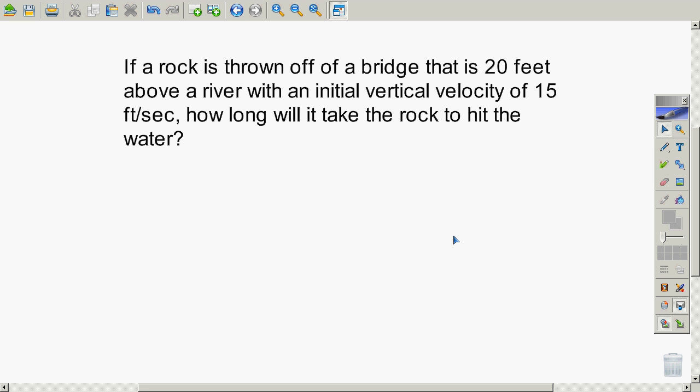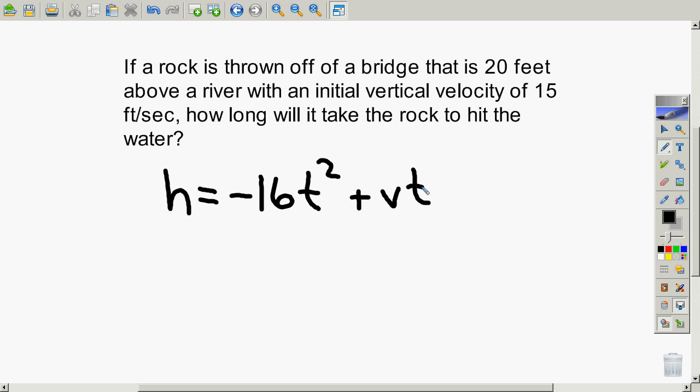Okay, so if you're having problems with learning target 6.3, then that is vertical motion model. And you should know what vertical motion model is. It is h equals negative 16t squared plus vt plus s, where we don't know the time.